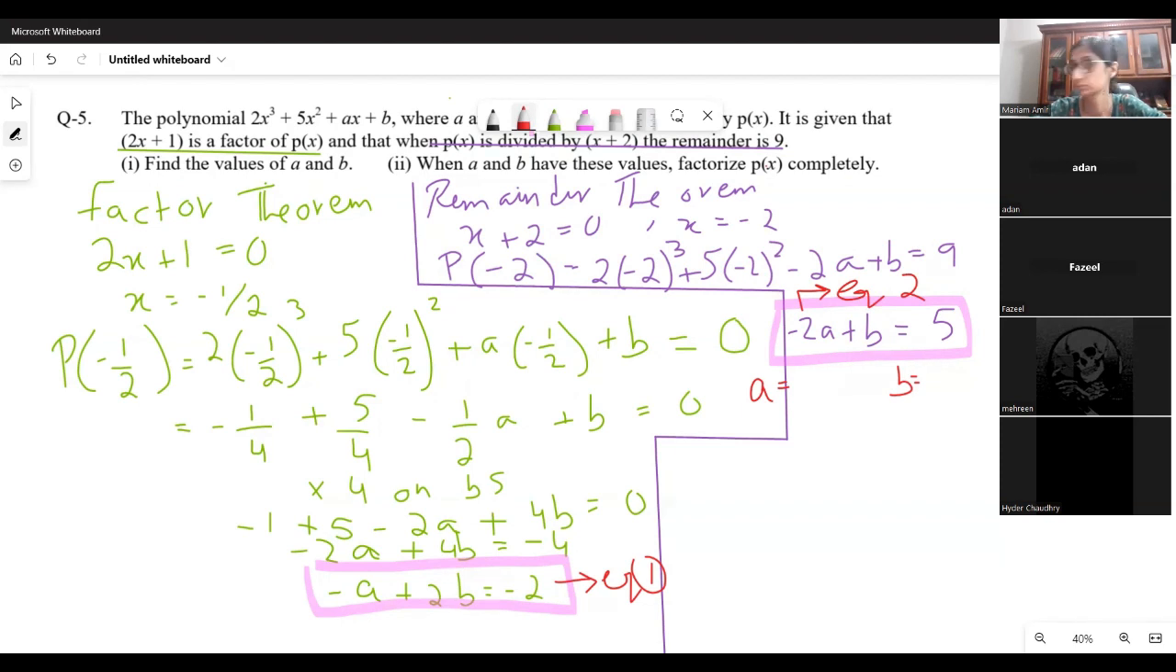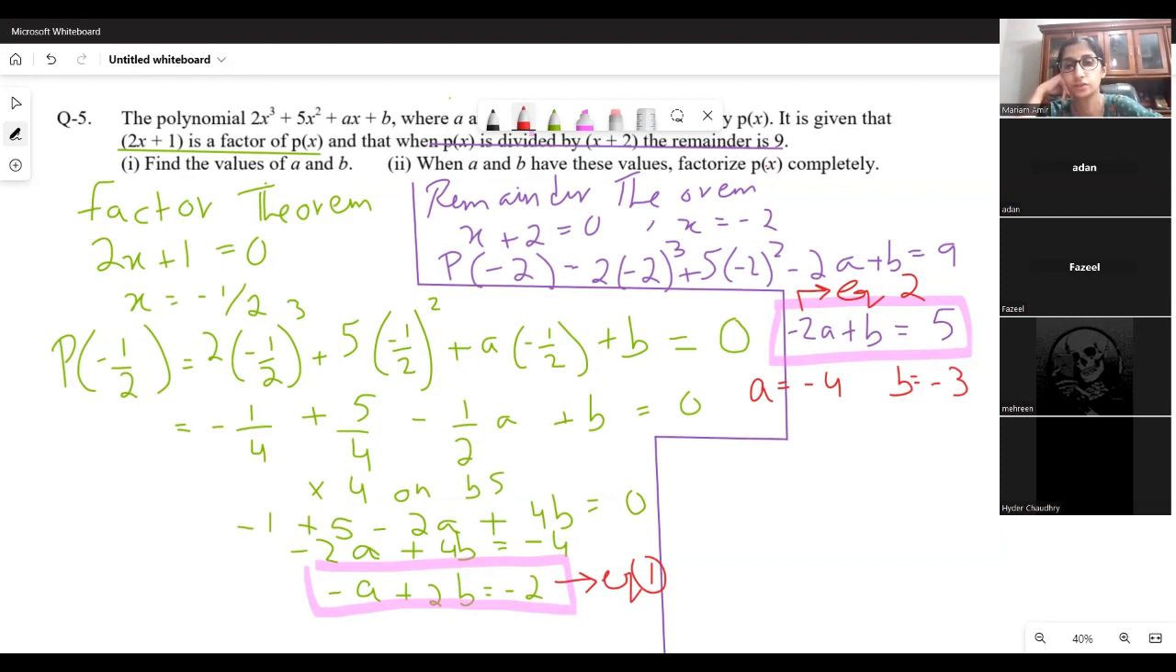Ma'am, a is minus 4 and b is minus 3. That's correct. Absolutely right. Minus 3. Yes. Okay. Hope the others got the same answers.